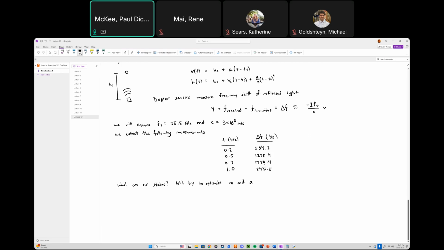We could think of our state as a 2x1. It's going to be velocity and acceleration. So our initial state is our initial velocity and our initial acceleration, which is just acceleration. So we're going to try to solve for x naught. And so what is our measurement model?